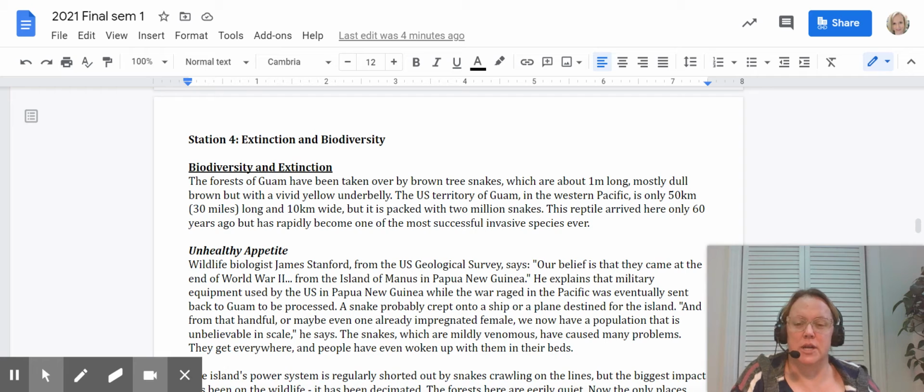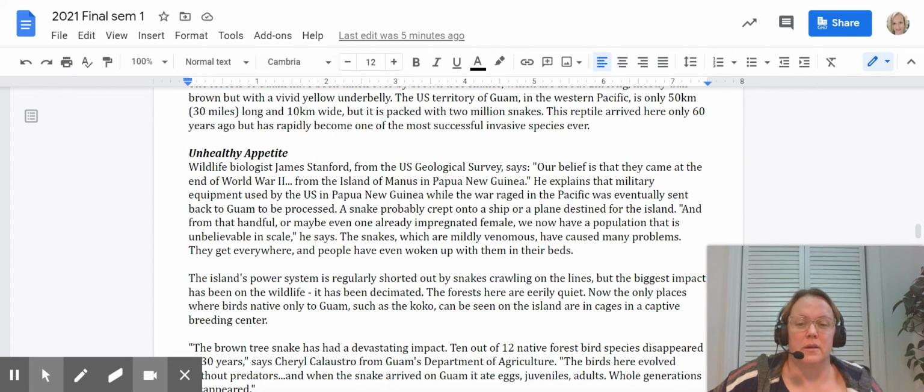Station 4, Extinction and Biodiversity. The forests of Guam have been taken over by brown tree snakes, which are about 1 meter long, mostly dull brown, but with a vivid yellow underbelly. The U.S. territory of Guam in the Western Pacific is only 50 kilometers, or 30 miles long, and 10 kilometers wide, but it is packed with 2 million snakes. This reptile arrived here only 60 years ago, but has rapidly become one of the most successful invasive species ever. Unhealthy appetite. Wildlife biologist James Stanford from the U.S.